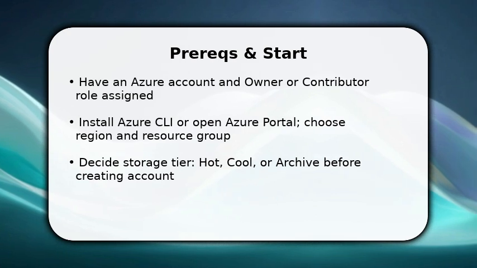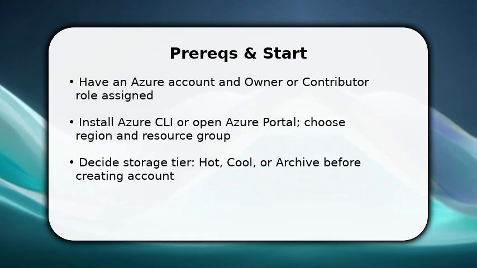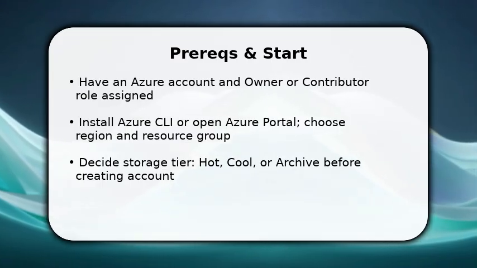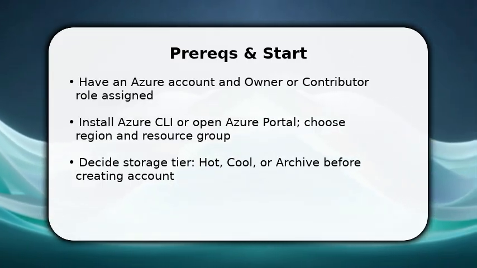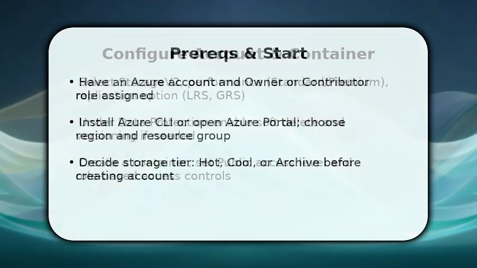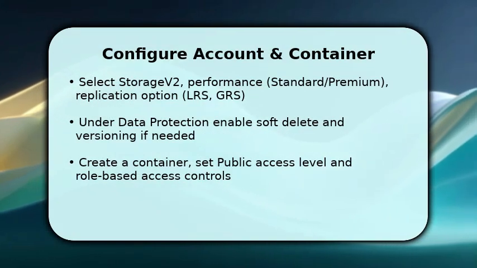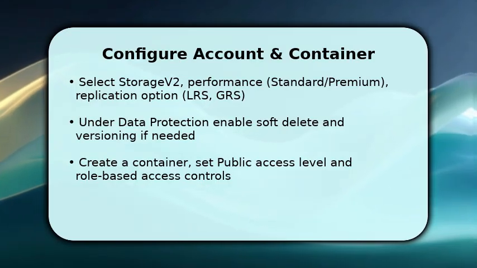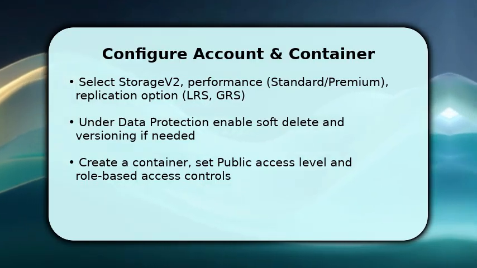Now you configure the details that determine behavior and resilience. Choose replication, LRS for single region, GRS for geographic redundancy, and performance. This balances cost versus availability. Under data protection, enable soft delete and lifecycle rules to avoid accidental loss.